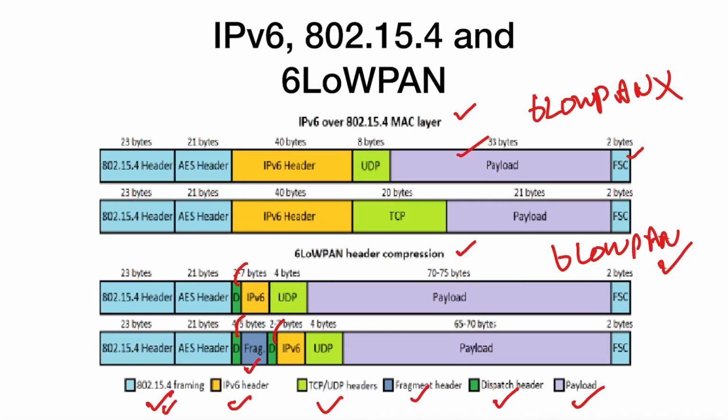Now we can see first 23 bytes here, then 21 bytes, then 40 bytes, then 8 bytes, total only 33 bytes with encryption, because we have AES here, 21 bytes. This is 23, IP version 6, and TCP is 20 bytes, and the payload is just 21 bytes. In case you are using TCP, you will get only 21 bytes remaining for the payload. In case of UDP, you will get up to 33 bytes. This is for added AES encryption.